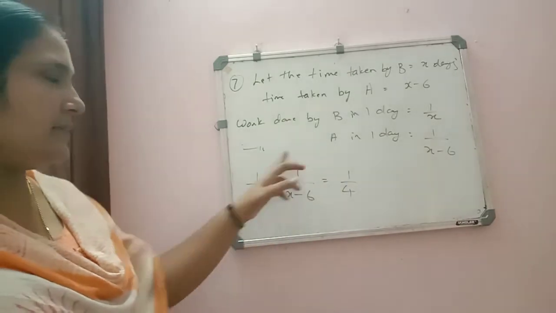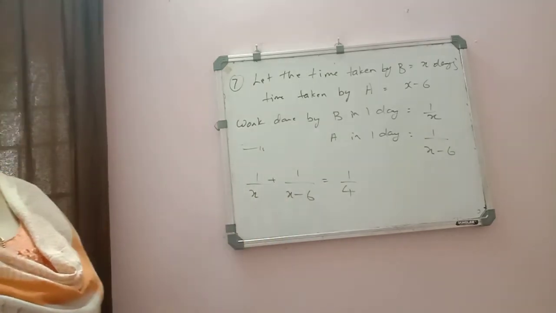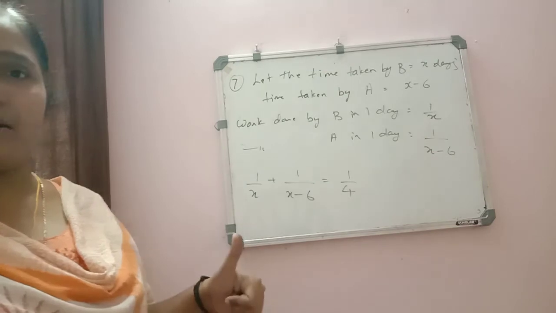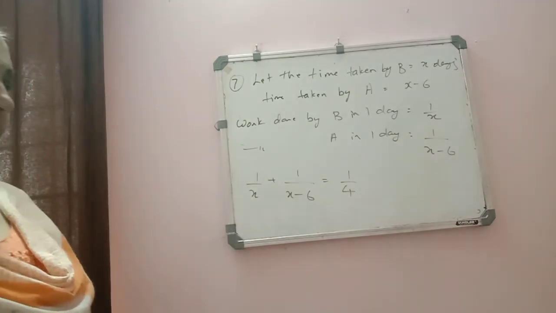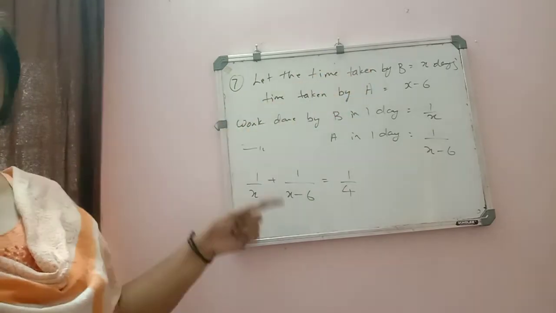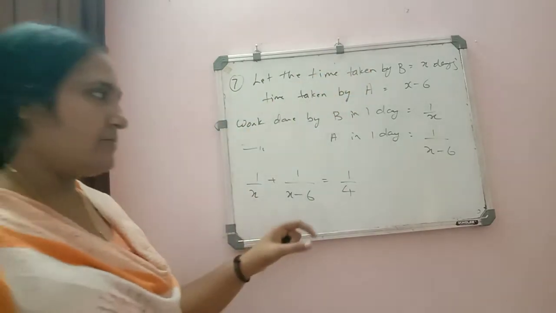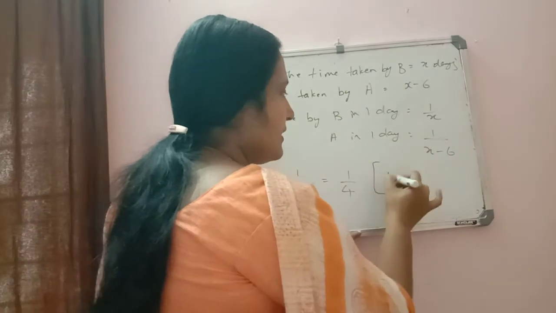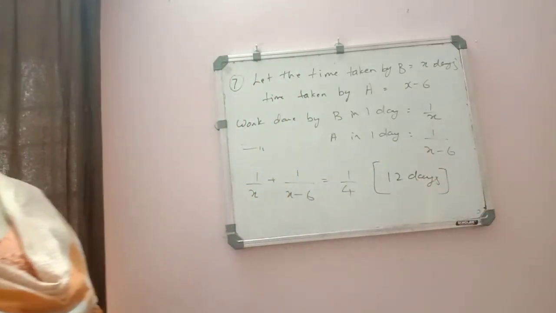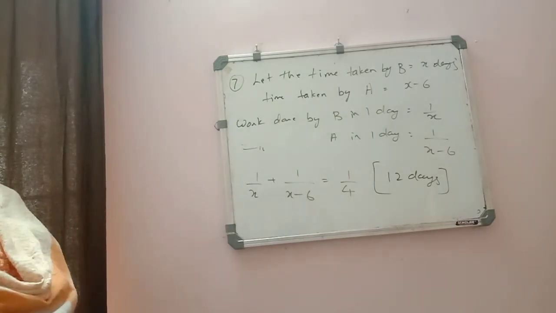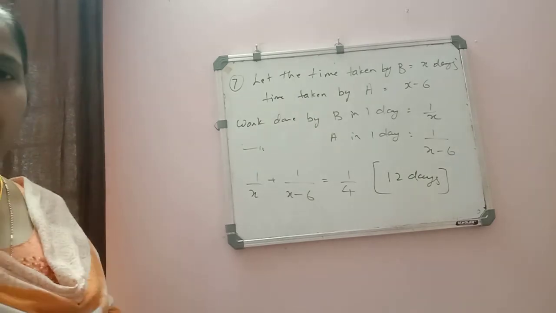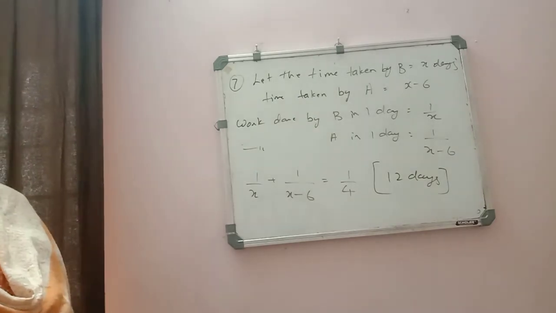Now in this way you can do the cross multiplication and simplify it. When you solve, again you will get two values, one positive and the second negative. Since we have taken X as the number of days, it will never come negative, so you have to take the positive value only. The answer will be 12 days. We have to calculate only the time taken by B, meaning you have to calculate the value of X only. Hope the method is clear to you.